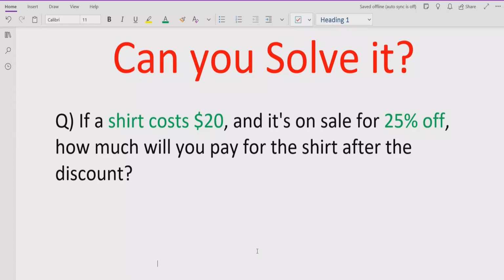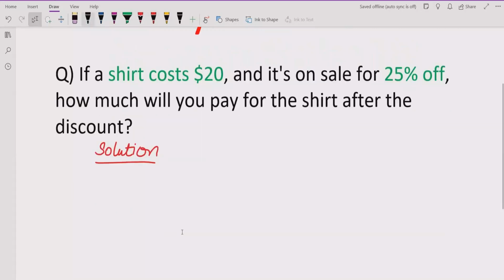Okay, now we will start the question. The quiz is basically: the shirt cost is $20. Now we have the 25%. So first we will make the data. We will make the data like a solution.